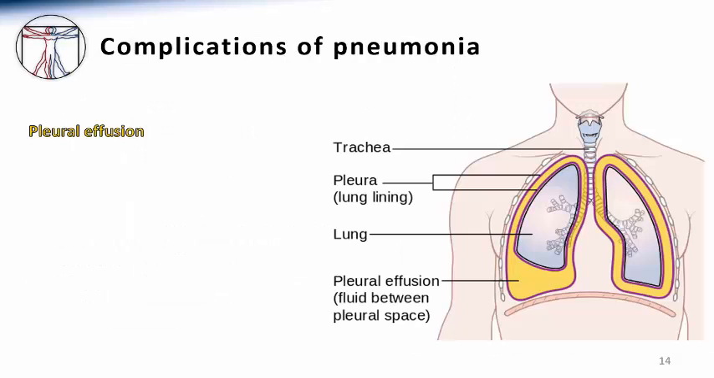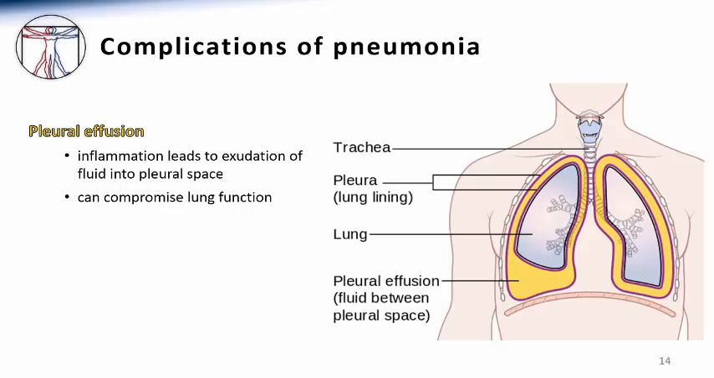In addition to the underlying infection of the lung space itself, what are some complications from pneumonia? The underlying inflammation can lead to the exudation of fluid into the pleural space, resulting in a pleural effusion. And depending on the size of this effusion, it can compromise some lung function.